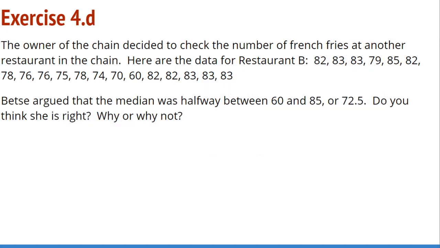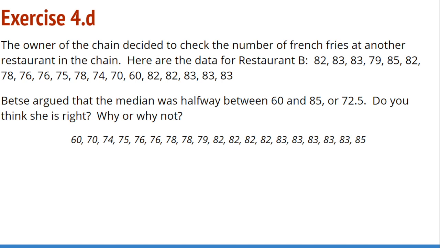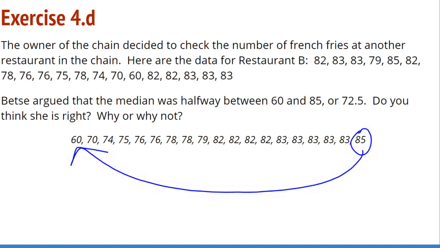Now Betsy argued that the median was halfway between 60 and 85, or 72 and a half. Do you think she's right? So Betsy comes along and says, I'm going to take 85 and subtract 60 and get 25, and then I'm going to divide that in half and get 12 and a half. And so I can take 60, add 12 and a half, and I'm going to get a middle of 72 and a half.